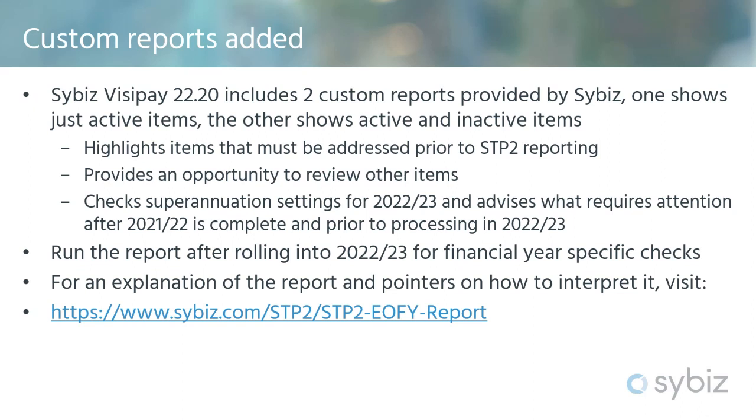There are some items that will need to be fixed to get them ready for STP2 reporting, and other items where we basically say, this is something you may need to review, and the report will guide you as to which is which. You can run the report again once you've rolled into 22-23, and it will give you some information as to what's required from a superannuation point of view as well. So that is a little bit of a helper for both STP2 and the 2022-23 financial year.